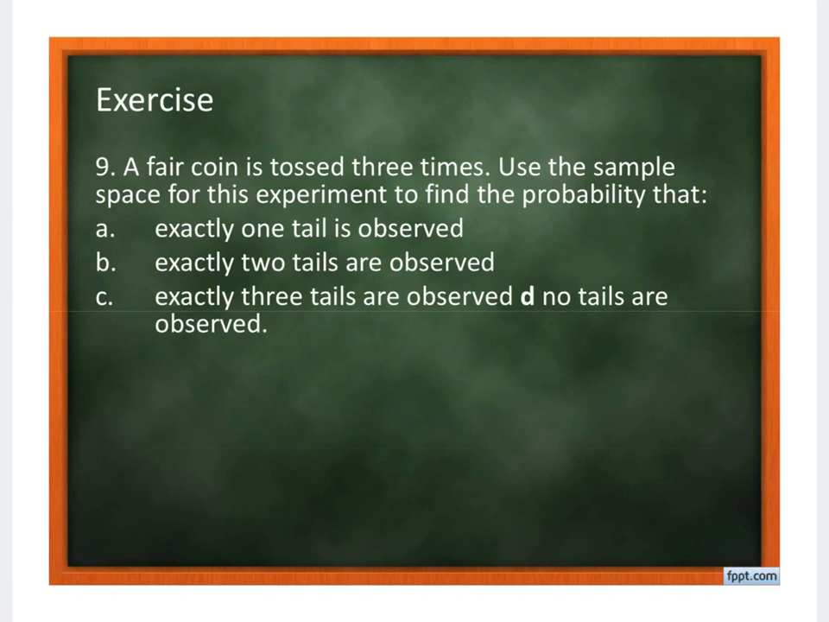A fair coin is tossed 3 times. Use the sample space for the experiment to find the probability that A, exactly 1 tail is observed. B, exactly 2 tails are observed. C, exactly 3 tails are observed. D, no tails are observed.